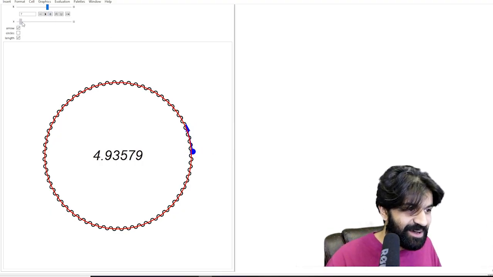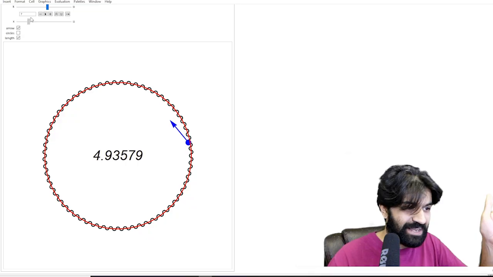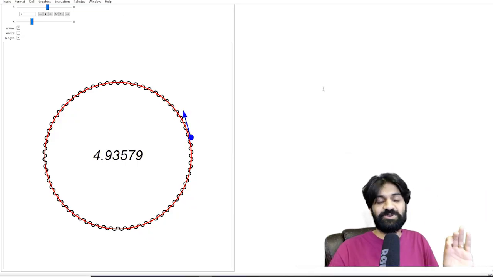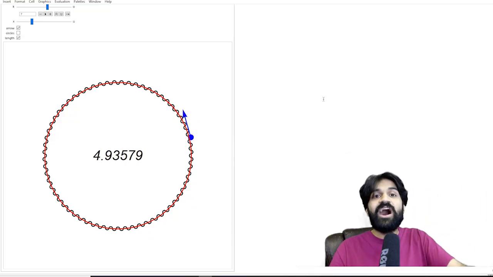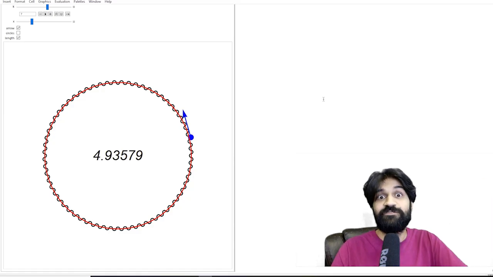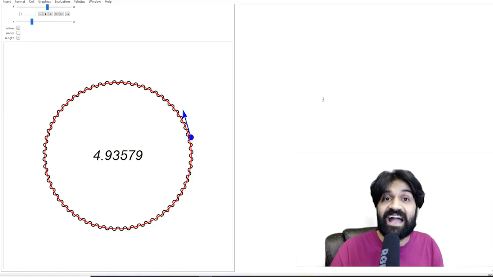Uh-oh. This is even worse. It doesn't look anything like what it looks like to travel along a circle. So you can see the issue here. You can see why this is not as good a convergence as the example that actually worked.